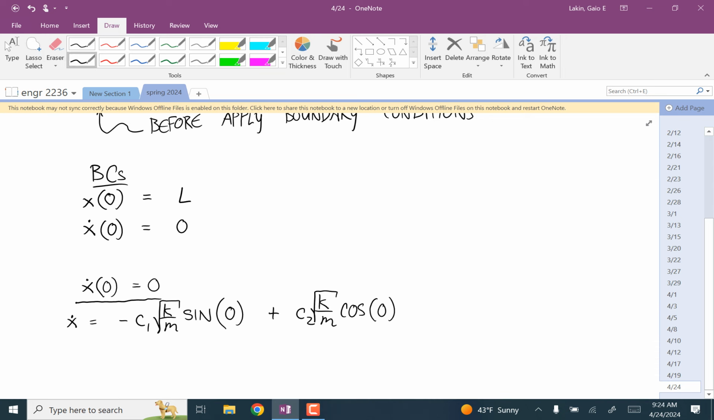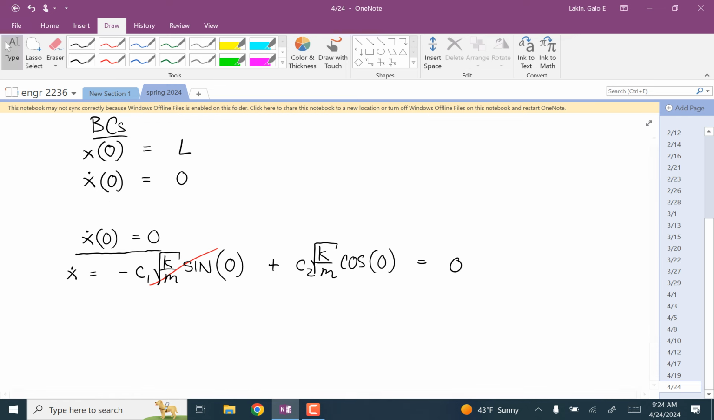Okay, and we know that x dot, when we plug in 0 for time, is 0. So this has to be true. Sine of 0 is 0, so we lose any information about that one. But cosine of 0 is 1. So this says that C2 times square root of k over m is 0. Square root of k over m can't be 0, so C2 has to be equal to 0.